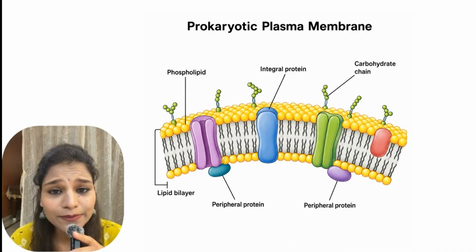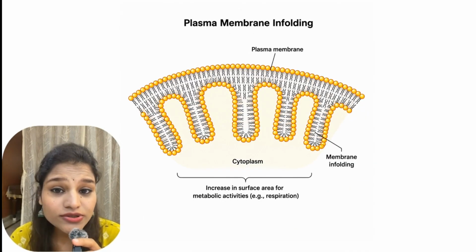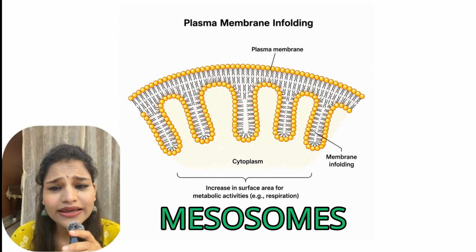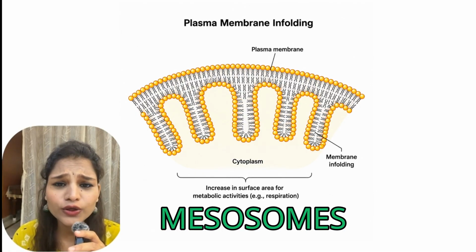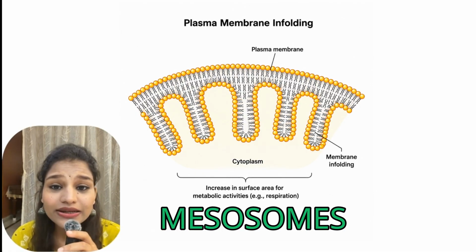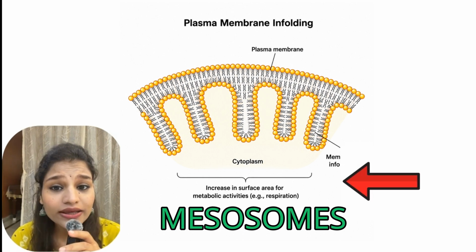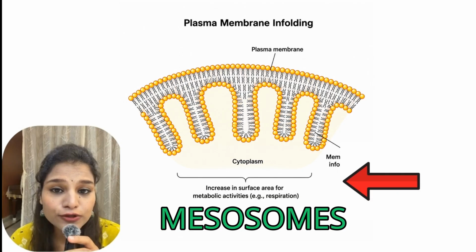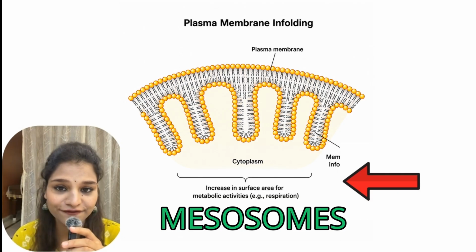Now look closely at the plasma membrane. Do you notice those inward folds? These folds are called mesosomes. Think of them like folding a sheet of paper. The paper doesn't become bigger, right? But folding creates more usable surface. Similarly, these inward folds increase the membrane surface area.